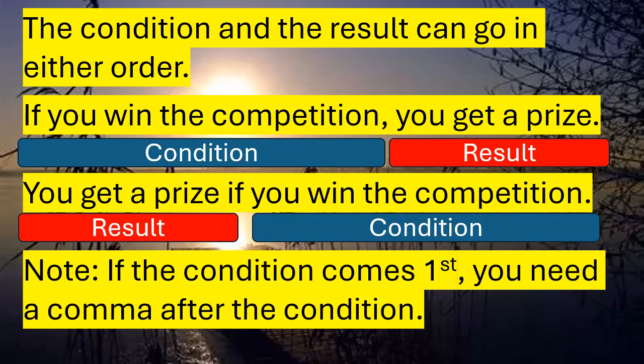The condition and the result can go in either order. So you can say, if you win the competition, which is the condition, you get the prize, which is the result. Or you can say you get a prize, the result first, if you win the competition, second. So if the condition comes first, you need a comma after the condition. If you win the competition, comma, you get a prize.